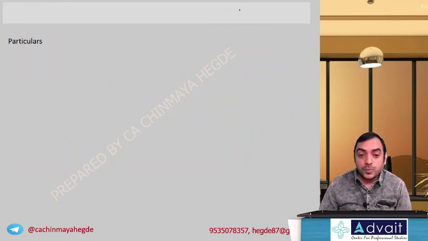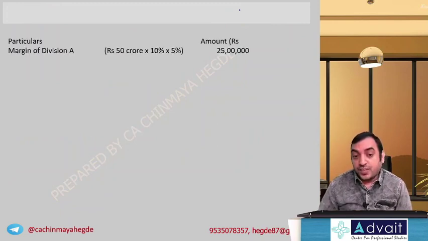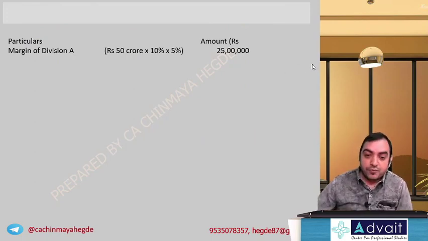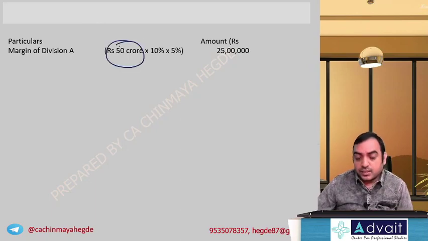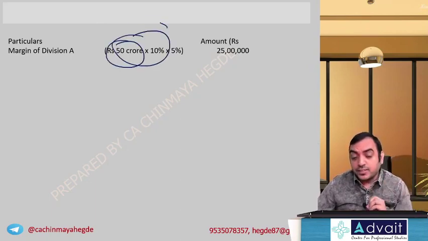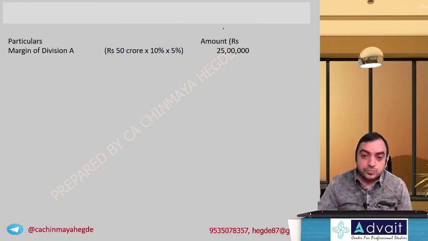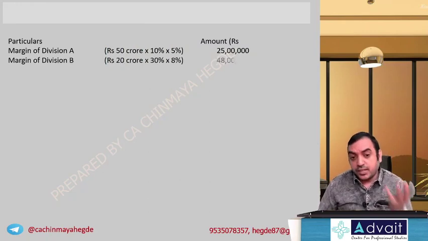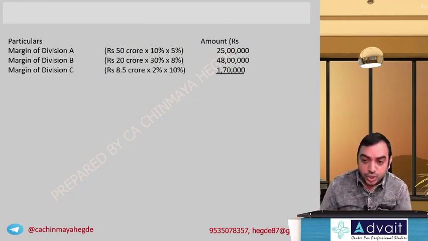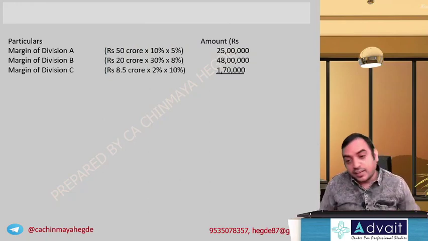Let's follow that approach. So margin for division A, 50 crore into 10% into 5%. 50 crore is industry worth, industry volume, industry sales. 10% is your company sales. 5% is the net margin. So 25 lakh is the profit from division A. Similarly, from division B, division C, you please write down. Hope you're able to calculate. Please do it.